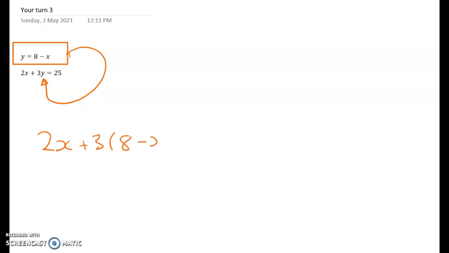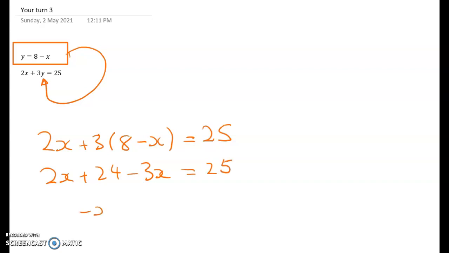Right, the last one, y is equal to 8 minus x, so I'm going to take that and I'm going to substitute that into there. So 2x plus 3 lots of 8 minus x, have to put it into brackets, is equal to 25. 2x plus 24 minus 3x is equal to 25. Oh, that's hard to read. Let's fix it up. There, that's better.